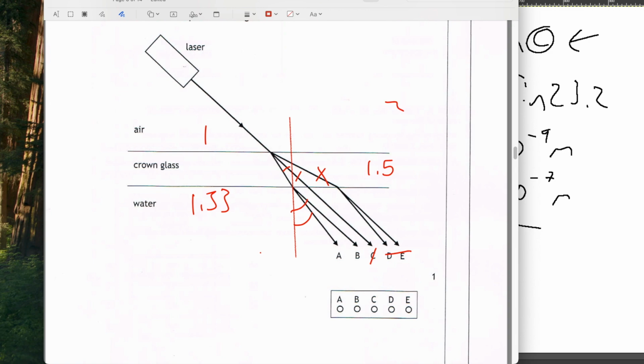Now, the only way line B can end up being parallel to line C is if it's going back into air, 1, 1, right? That's the only way the emergent ray can be parallel to the incident ray, if it's the same index. But it's not. The refractive index of water is more than the refractive index of air. Also, the difference is not as much between 1.5 and 1.33. So that's why it can't be B. So your answer is A. Okay, I hope I've made that clear.